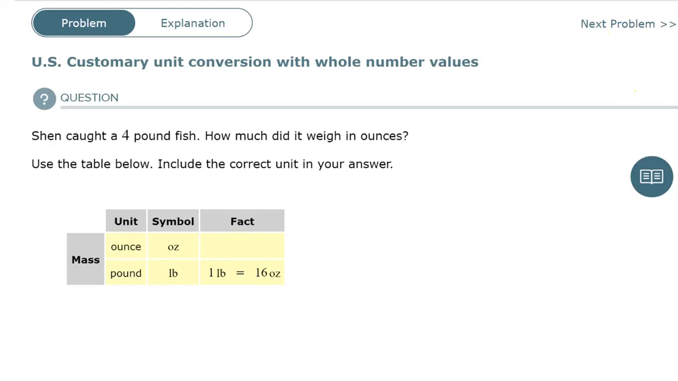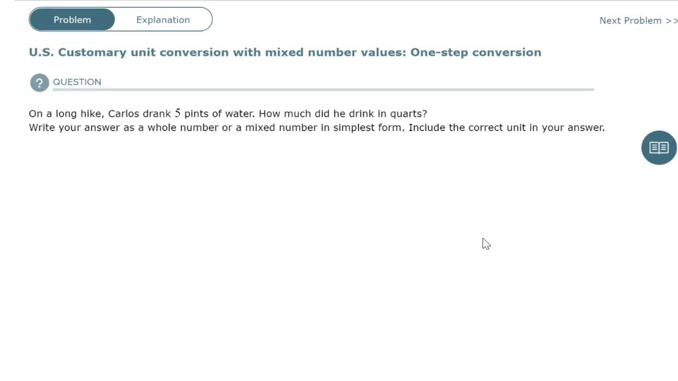So let's go to my next picture. Okay, so let's see this again. Okay.